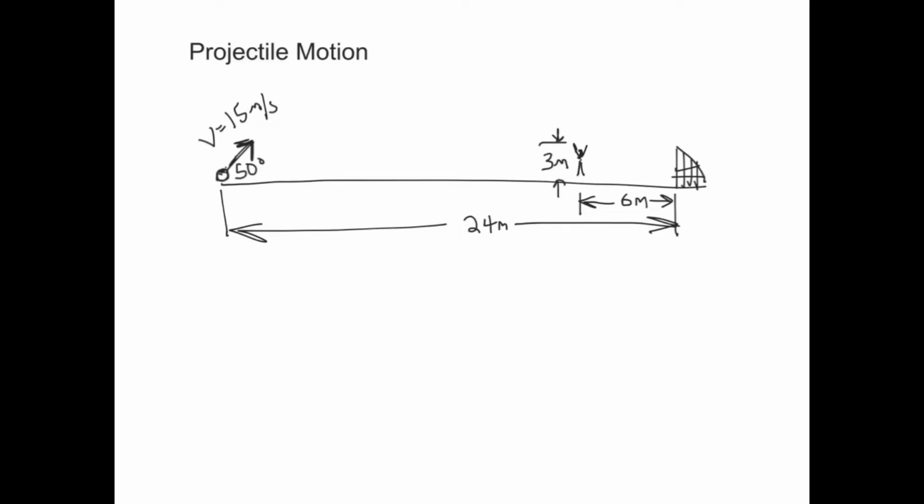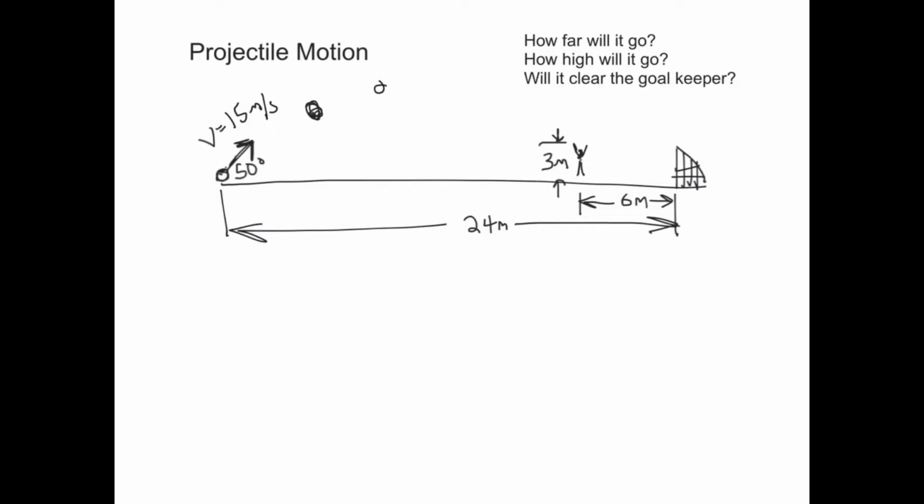Let's do a simple projectile motion problem involving a soccer ball. The soccer ball is going to be kicked towards the goal 24 meters away, and we'd like the soccer ball to clear the height of a goalkeeper who can jump to a height of 3 meters. So the first thing we want to consider is how far will this go, how high it will go, and will it in fact clear the goalkeeper.